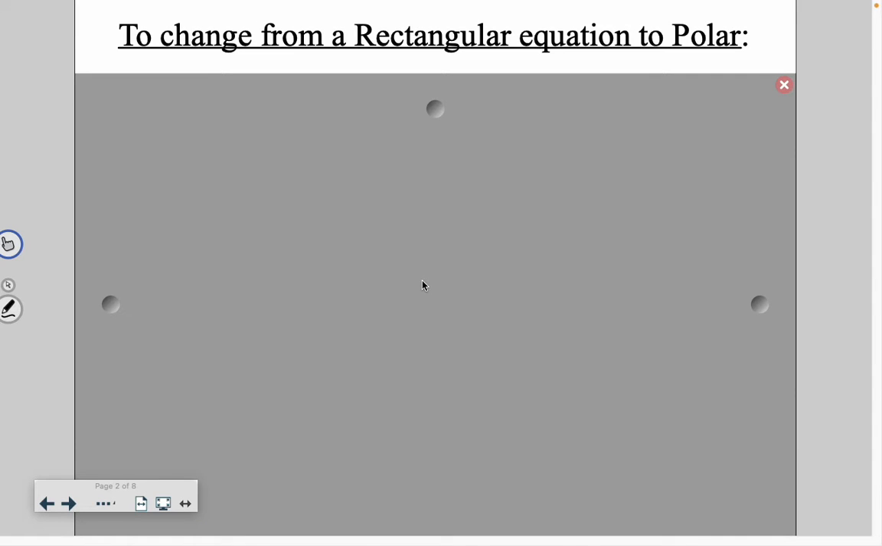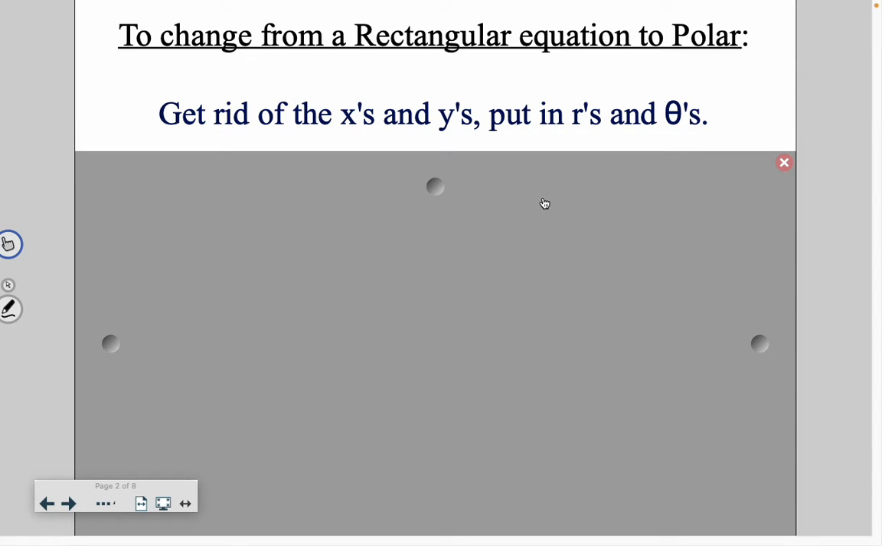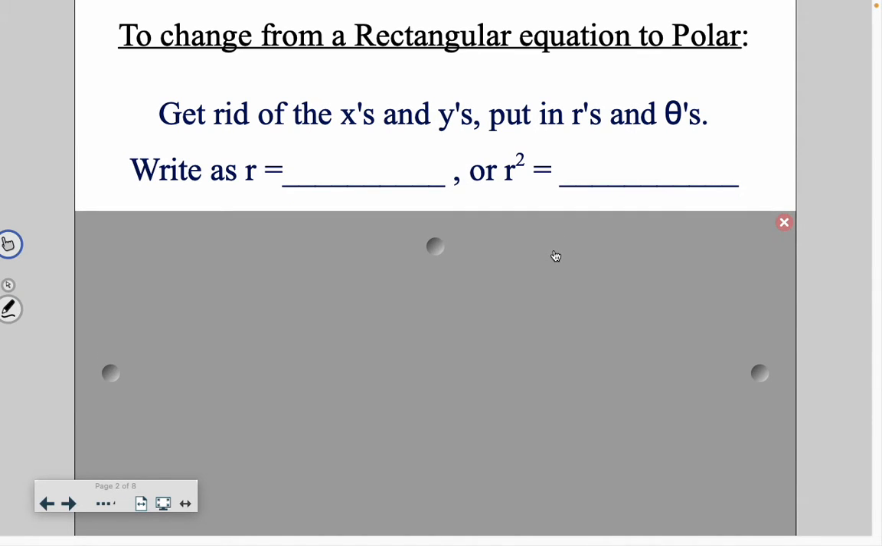So if you take a look, here's the first part. To change from rectangular equations to polar equations, to change from what you're used to into what we're now trying to get you used to, the polar idea. Here's the concept. We are going to get rid of the x's and the y's from the rectangular and instead put in r's and thetas. So we're kind of making substitutions today. There's going to be a lot of substitutions. Get the x's and the y's out and let's change them into r's and thetas. And ultimately, you want your final polar equation to be in either r equals form or r squared equals form.